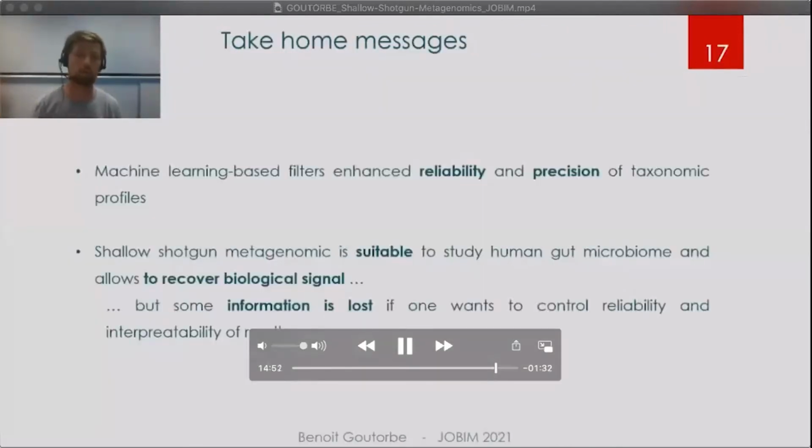A few take-home messages to conclude. So first, machine learning based techniques really enhanced the reliability and the precision of the taxonomic profiles. About shallow shotgun metagenomics, it was really suitable to study the human gut microbiome, and it allowed us to recover well the biological signal in the different data sets we studied, but some information is lost, mainly about rare species, if we want to control the reliability and the interpretability of the results.